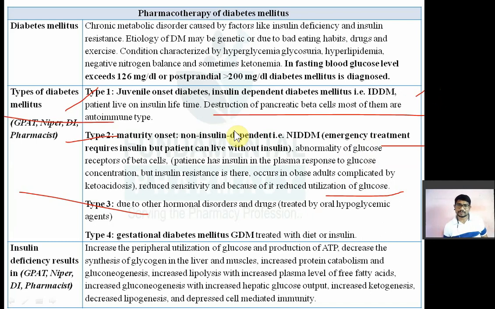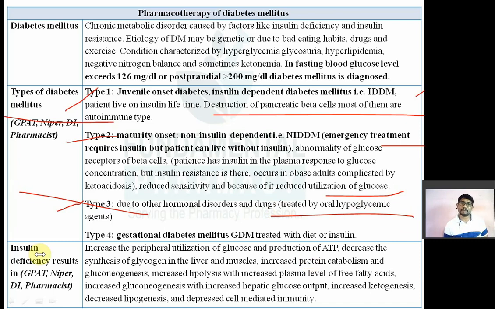Now type 3 diabetes is due to hormonal disorders, and the treatment of this type 3 involves the oral hypoglycemic agents. We are going to see the classification and all that.